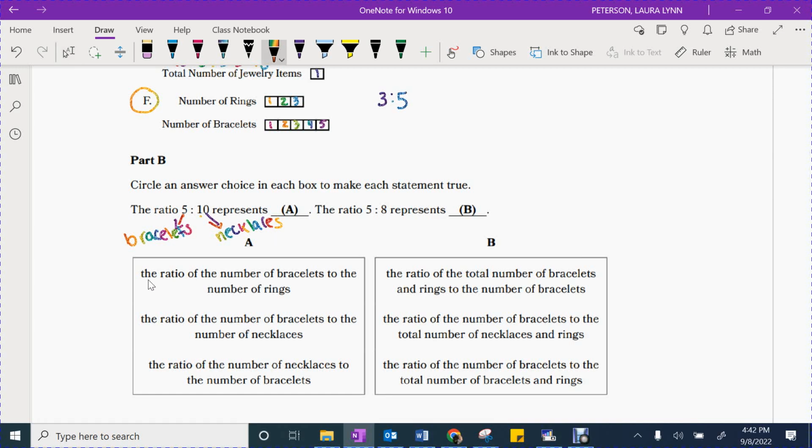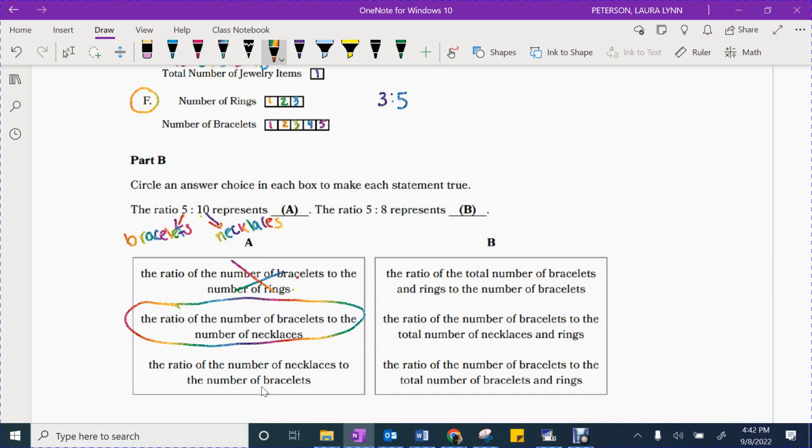So I'm going to read in these answer boxes which option talks about 5 bracelets compared to the 10 necklaces. The first sentence says the number of bracelets to rings. Well, no, there weren't 10 rings, so that can't be a choice. The second sentence says the ratio of the number of bracelets to the number of necklaces. That's what I figured out. So that's actually our sentence that's correct for this one.